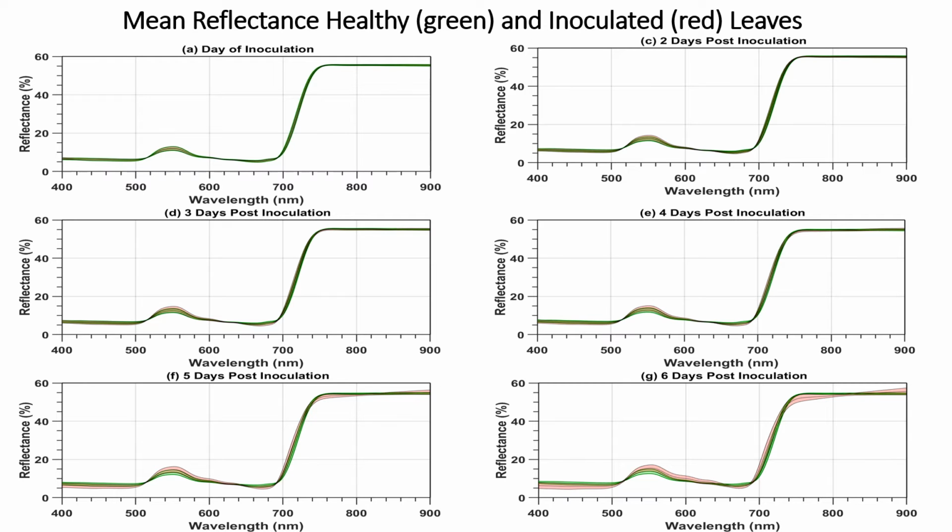Here we can observe how the mean reflectance of healthy and inoculated leaves changes since the moment of the inoculation. 3 days post inoculation, that was the time when the disease was detected for the first time. And we see there are some changes around 550 nanometers and a little bit around 680 nanometers. And at the end of the evaluation, we can see there are some major changes between 400 and 500 nanometers, from 550 to 680 in the reddish region and also in the near infrared region.